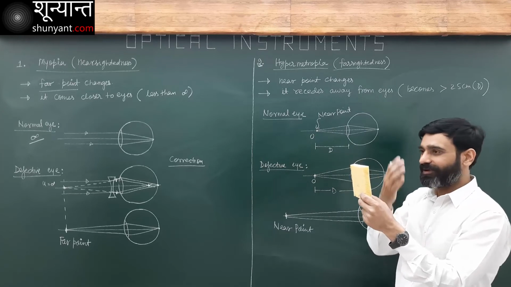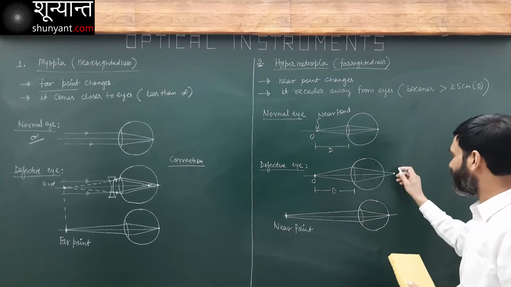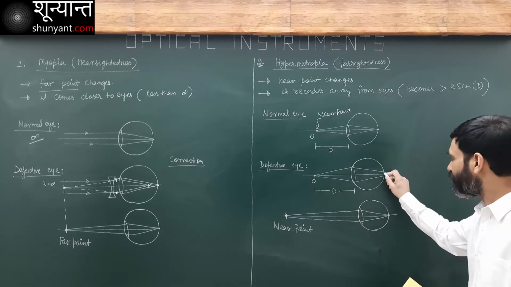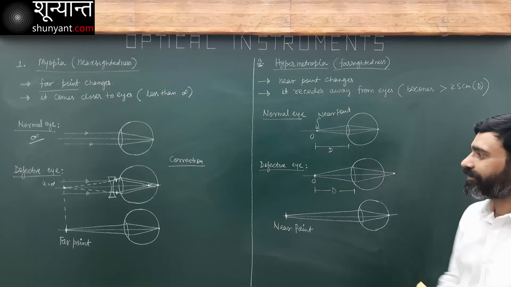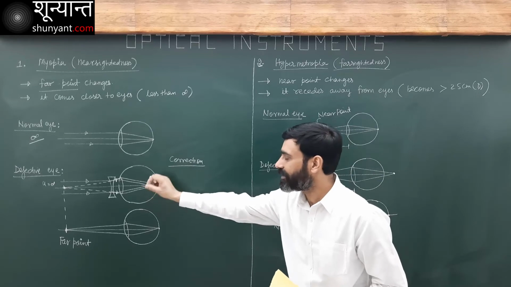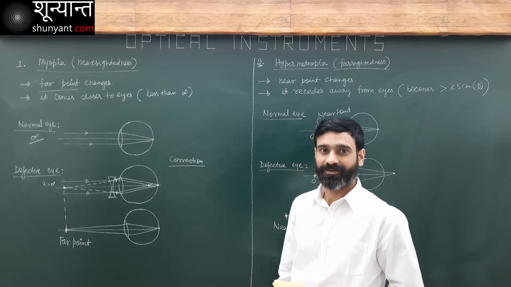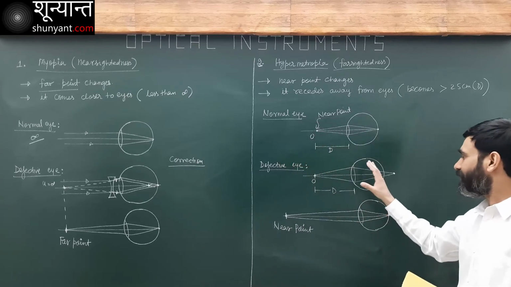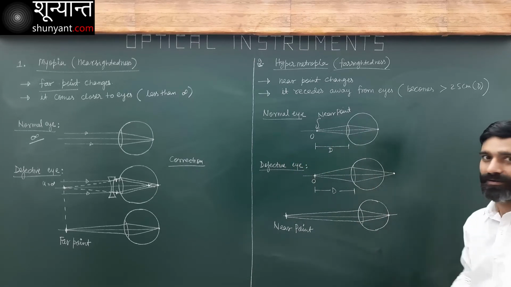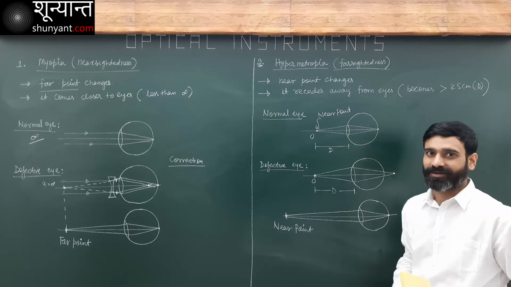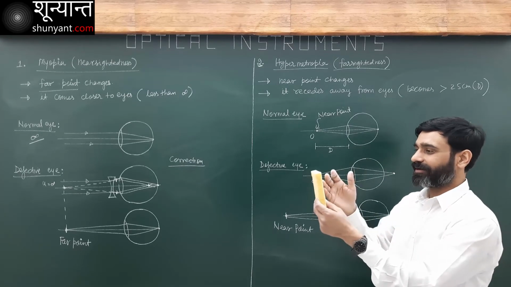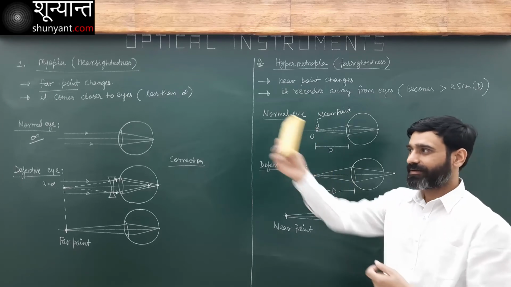What I will do? I will use a lens. I need to converge the light rays a little bit. Here, the rays are focused behind retina, so I need to converge them a little bit to focus them on retina. I cannot see my book here, but I can see it here.